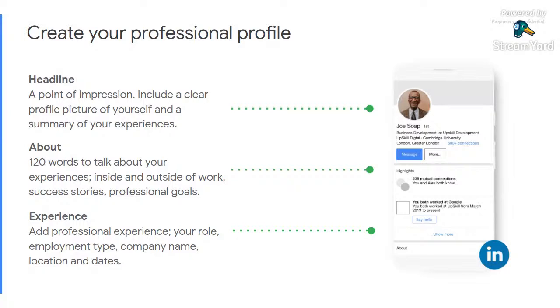So also, we need to know about your About section. You need to write about 100 words to talk about your experiences inside and outside of your work, success stories, and professional goals. Also, you need to indicate your experience, add professional experience, your role, your employment type, company, location, and also dates. So these are the things that you need to include when you are creating your professional profile in LinkedIn.